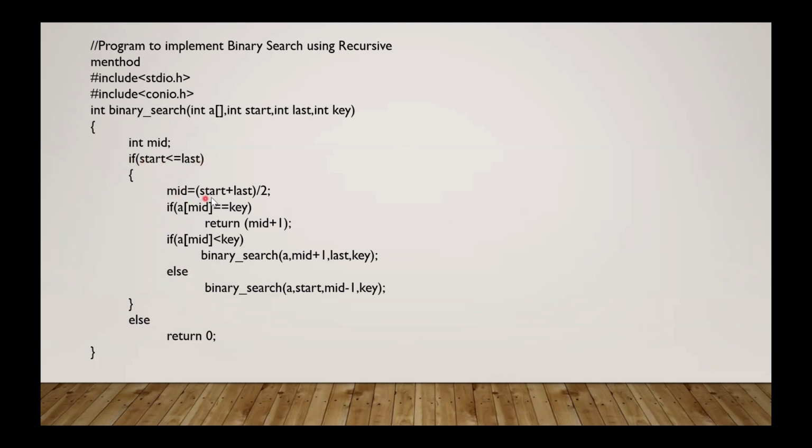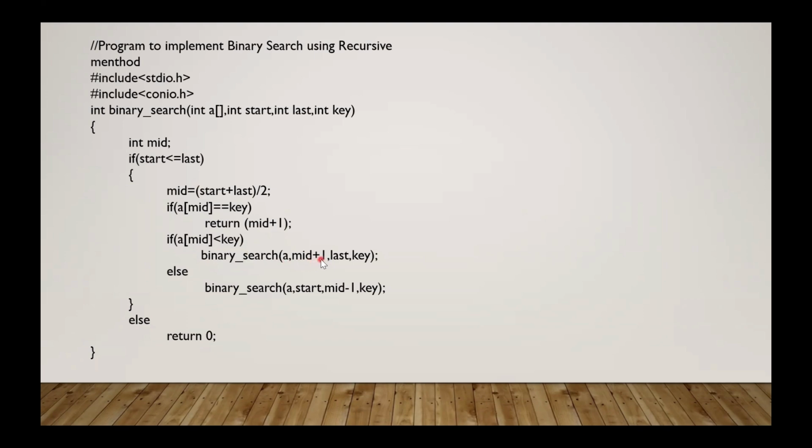So if it is true, mid is equal to start plus last divided by 2. If it is equal, then we have to return the position. That's why we use mid plus 1, because indexing starts from 0 to n minus 1. If it is less than, then what happens? Here we call the same function, the binary search function, and we pass mid plus 1.